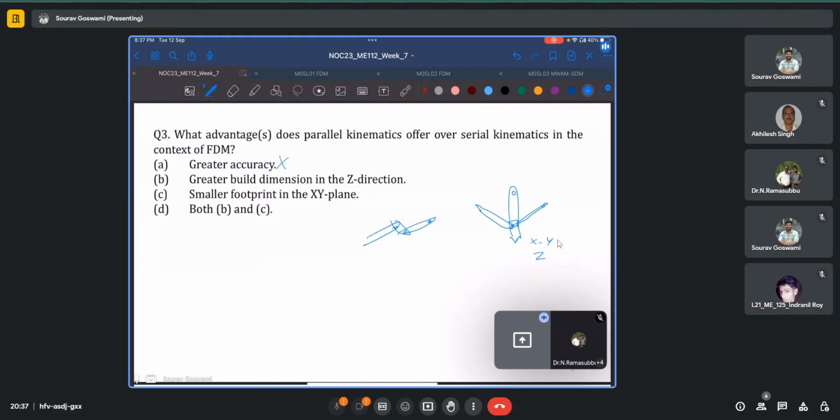Can parallel kinematics offer greater build dimension or greater build envelope in the Z direction? Yes, this is possible, as we discussed. Also, while having this larger build envelope in the Z direction, the footprint in the XY plane will still remain same or become even smaller. So, depending on our need, it's not necessary that to build parts of high aspect ratio or of larger volumes, we also need a larger footprint in the XY plane and the machine has to be large overall. It can simply be slender but still accommodate a much larger build envelope. So both B and C are correct, and we say that option D is the correct option for this question.